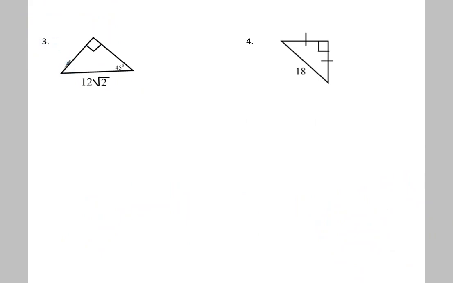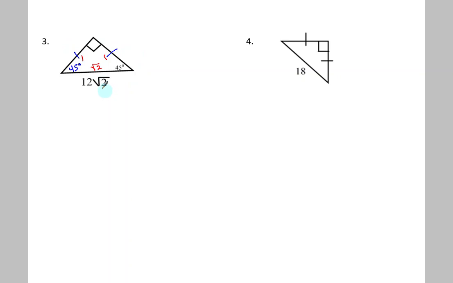In number 3, we have a 45 and a 90-degree angle. Therefore, of course, this is 45 degrees, and these legs are congruent, which means what we have is the hypotenuse this time and not one of the legs. Let's remind ourselves that the relationship between the sides is the legs 1 and the hypotenuse square root of 2.